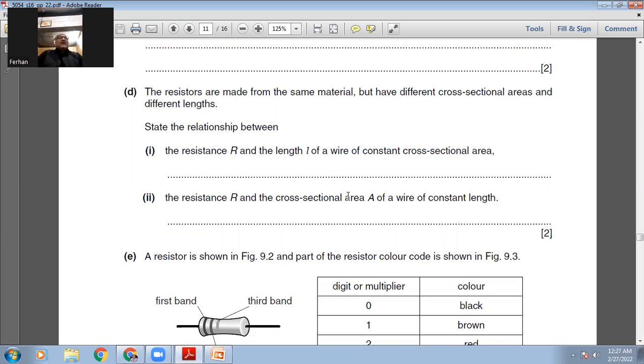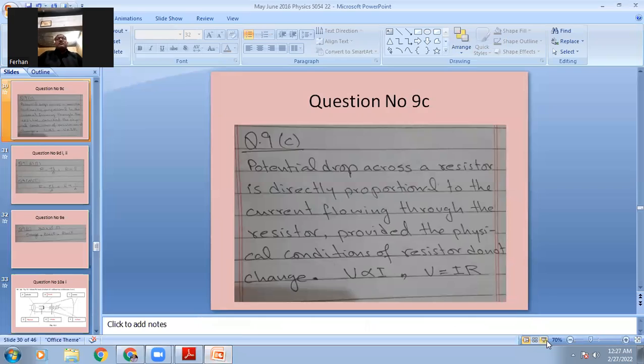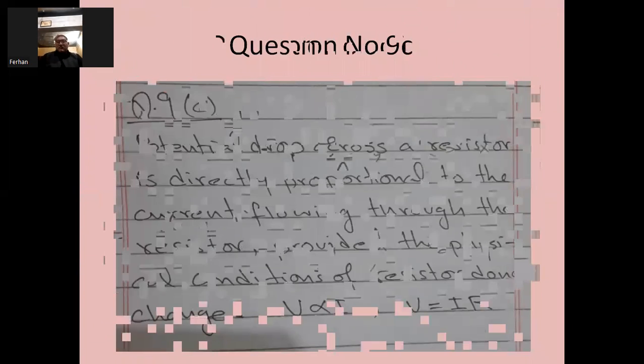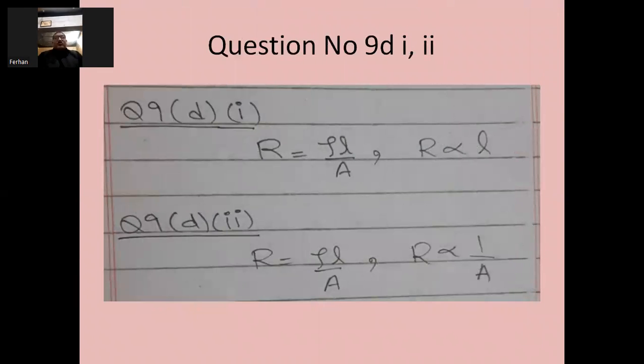The relation between the resistance R and the cross-sectional area A of a wire of constant length is inversely proportional. So let me show you. Because you know R is equal to rho L by A, so we can say that R is proportional to L. Second part, R is rho L by A, so R is proportional to 1 by A, or you can say R is inversely proportional to A.